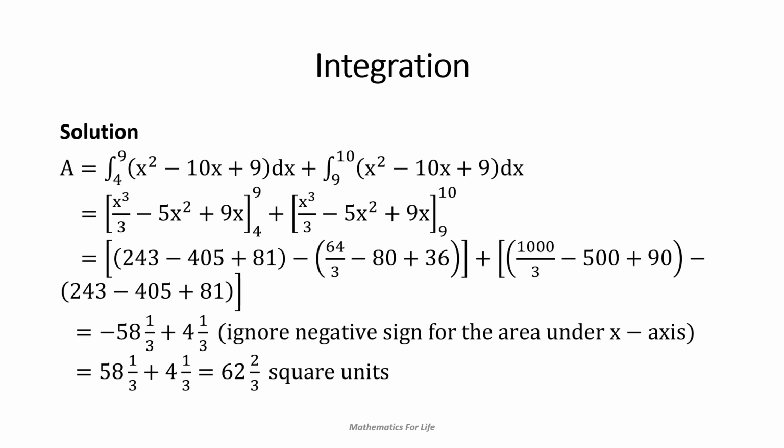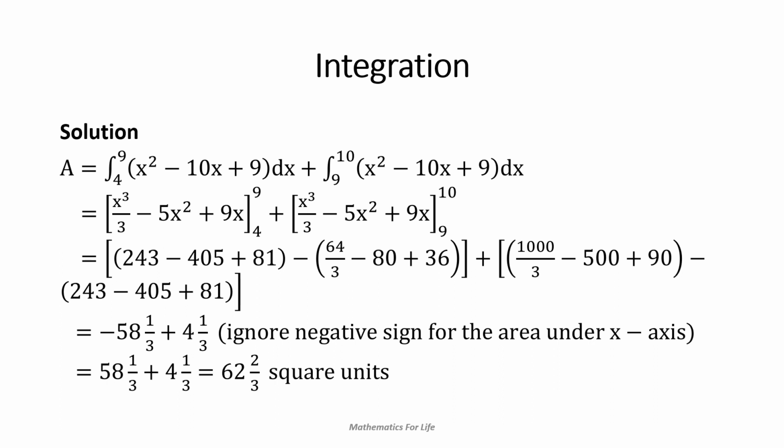second one, we're going to have for the upper limit 1000 over 3 minus 500 plus 90, and then we shall subtract for the lower limit, which gives us 243 minus 405 plus 81, and that will simplify to 4 1/3.